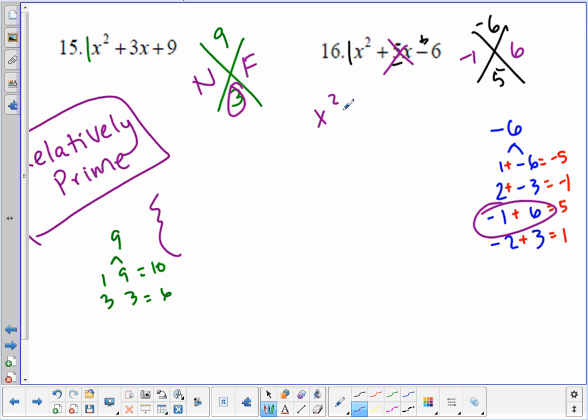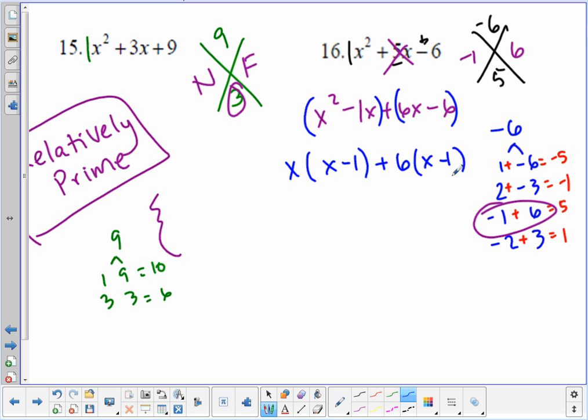X squared minus 1x plus 6x minus 6. And I'll group and group. So here I can take out an x, leaves me with x minus 1. There I can take out a 6, leaves me with x minus 1. And I'm left with x plus 6 and x minus 1.